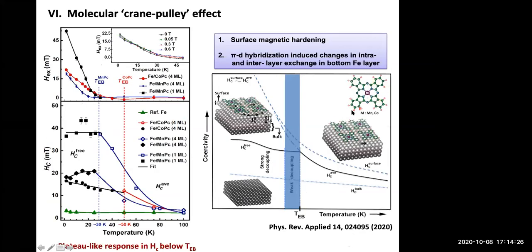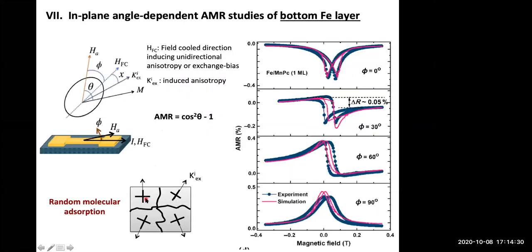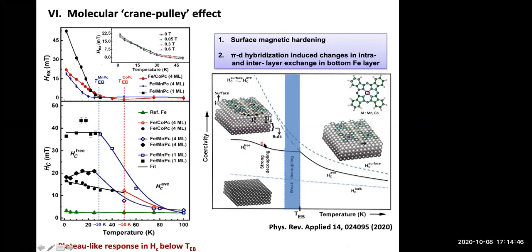This has a four-fold symmetry, so I've denoted this by a plus sign. And we know this molecule typically sits on an iron surface in a random orientation, which is shown by this random orientation of this plus. And if we say that this molecule is inducing anisotropy, which is evident because the coercivity, you are creating a surface magnetic hardening, which is evident even in this plot, where the coercivity of the bottom iron layer is much larger than the reference iron layer.